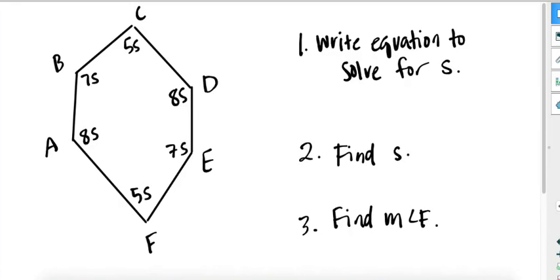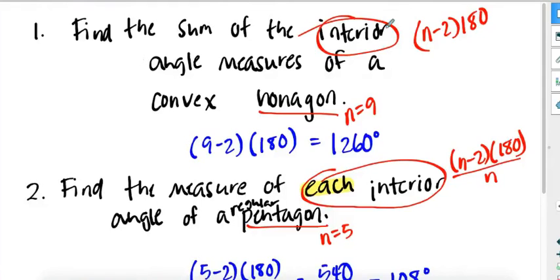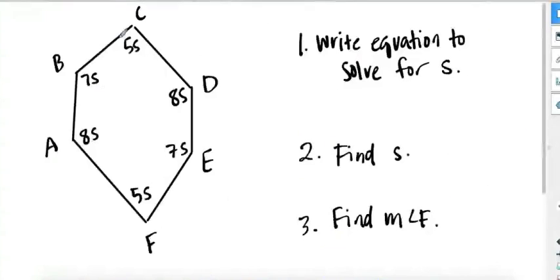So Gabby, did you come up with an equation yet for this to solve for s? No, I don't really remember how to do any of this. Okay, so this is going to be very similar to like these two, because we're talking about the sum of interior angles. So we're looking at interior angles. So if we look at this, how many sides does this figure have?